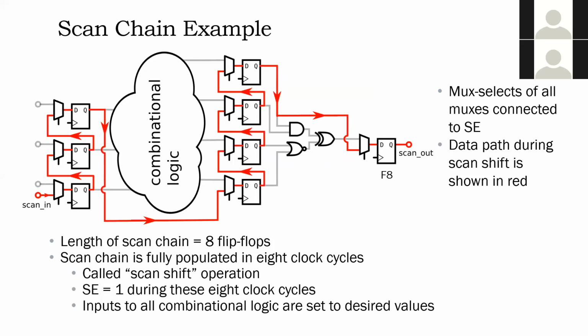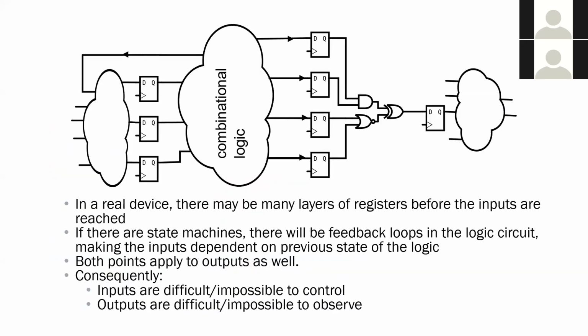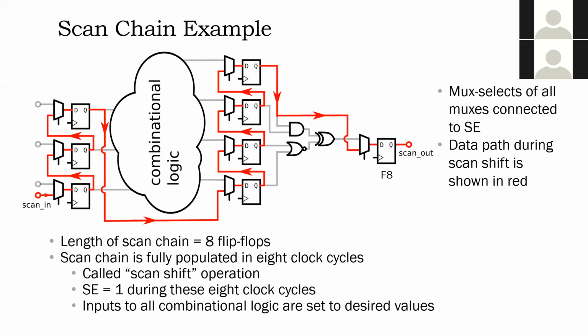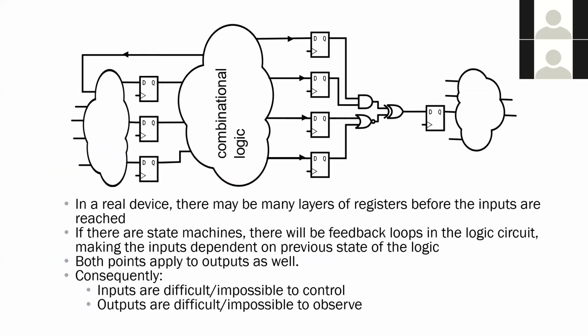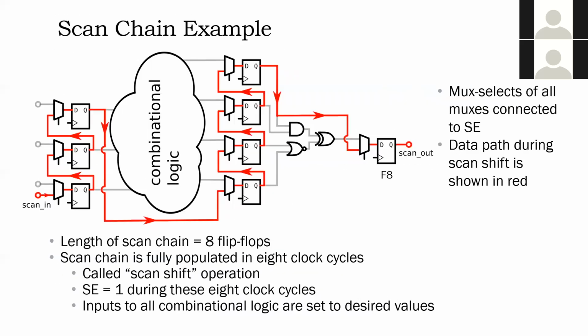And if I show the scan chain in its full context, this is what it would look like. I have reproduced this circuit here, with the exception that I've got those muxes in front of every flip-flop. So the original circuit is intact. The only thing I've added in order to enable testing is these muxes at the inputs of every flip-flop. And then the flip-flops are connected in this scan chain, you can see the red line. The red line indicates the scan chain.